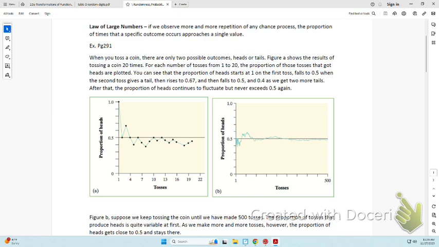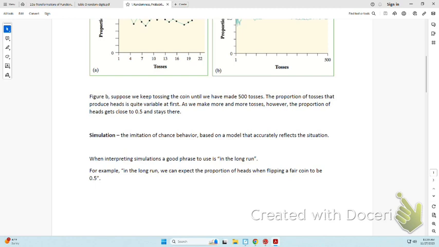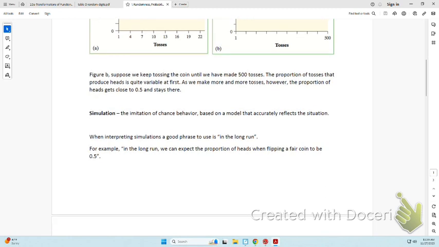So, a computer program was able to simulate this for us. And a simulation is what we have to be prepared for on the AP test, because many times they ask us to do a simulation. You also have to know how to interpret a probability or a proportion. And one phrase you can use is "in the long run."